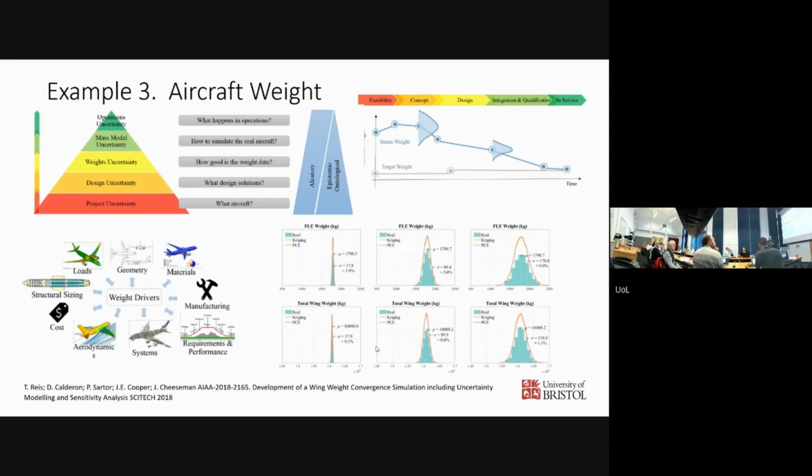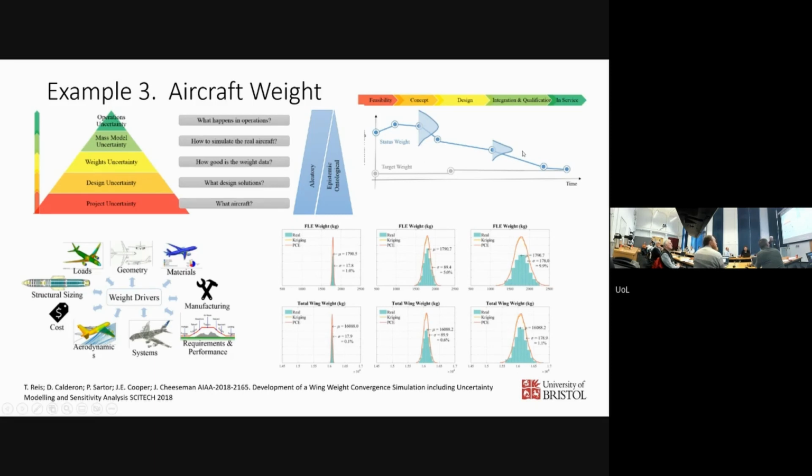This one's interesting. This looks at more of the overall process. This is looking at weights, where one of the things, as I understand it, is that when you sell an aircraft to a customer with a certain performance, you know it has got to weigh this much. The plot on the top right-hand corner is showing the status weight of the aircraft as it goes from being a possibility to a concept to a design to integration and then in service. And you have this target weight, and as you can see, the status weight is above it. This is also an area where probabilistics is used to try and define the uncertainty.